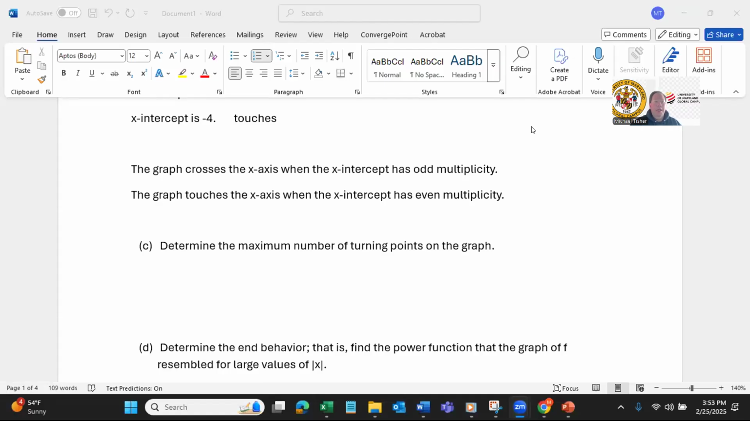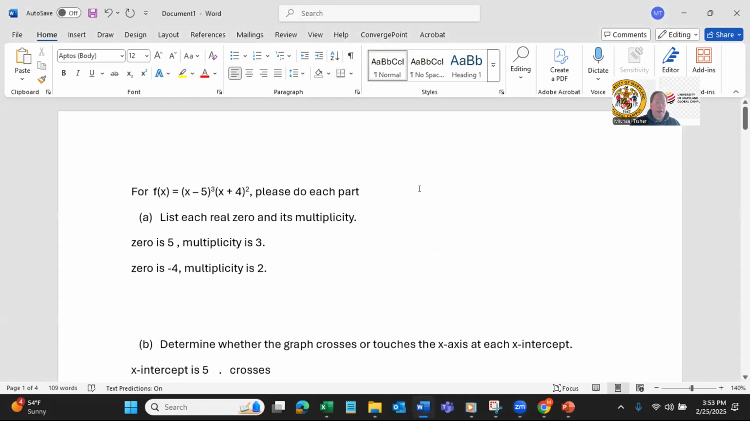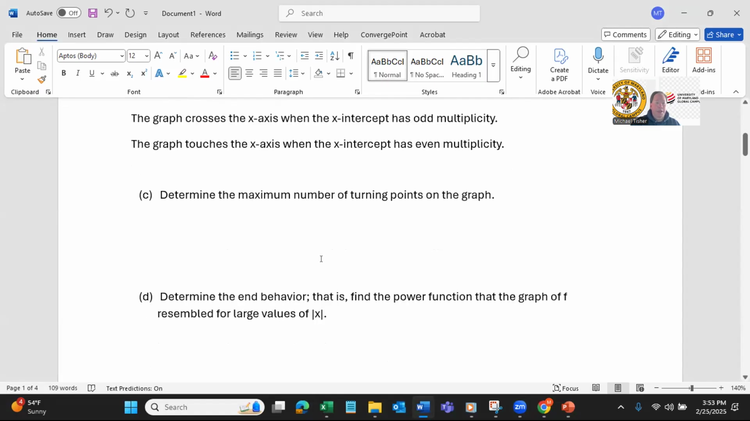Hello, everybody. In the previous video, we did A part and B part of this problem right here. It's about this function f of x equals (x minus 5) to the 3 times (x plus 4) to the 2. So we did A part and B part. Now let's do the C part. Determine the maximum number of turning points on the graph.